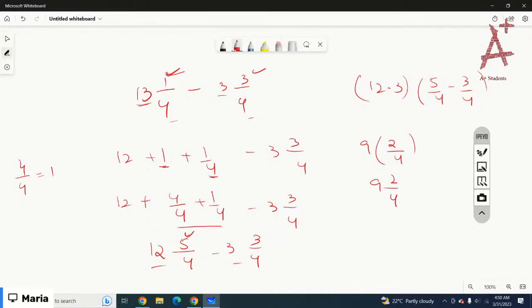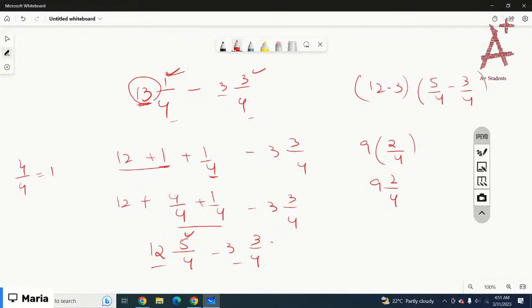So for this purpose, I break down the 13, the whole number, as 12 plus 1. Then I replace the 1 as 4 over 4. Got it? Because I know that 4 by 4 equals 1. So 4 plus 1 makes 5. So it would be 12 whole 5 over 4. Now this numerator is greater than this numerator. You can subtract 5 minus 3. Got it? So just subtract the whole numbers and the numerators. It would be 9 whole 2 over 4.